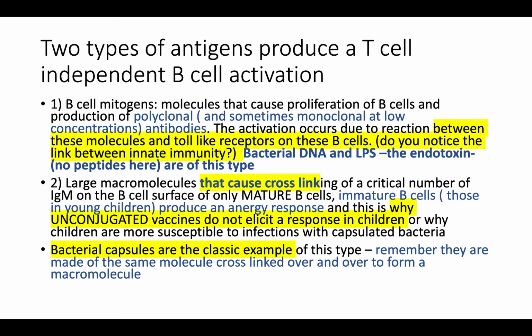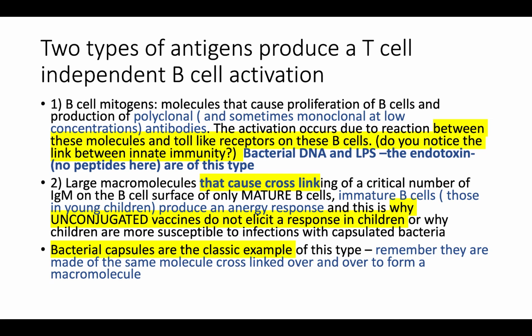So the activation occurs due to the reaction between these molecules and toll-like receptors on these B cells. So here we saw the link with the innate immunity, as we're talking about toll-like receptors. The B cells are activated by these mitogens without the need for T cells. So bacterial DNA, LPS, and endotoxins are all not peptides, and all of them are B cell mitogens. The second type are those we discussed previously, which are large macromolecules that cross-link a large number of IgM on the B cell surface. So these are the two kinds of antigens that produce a T cell independent response.